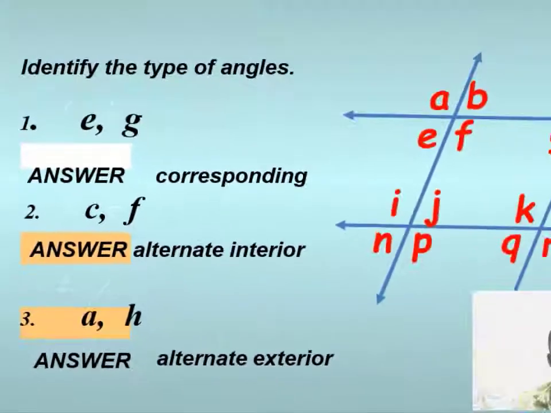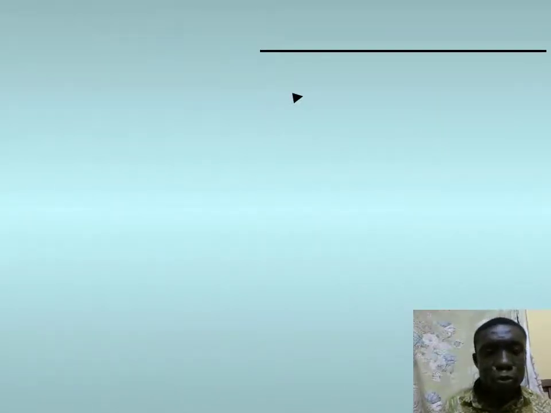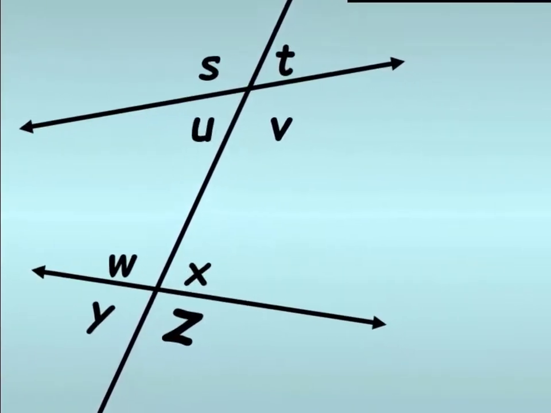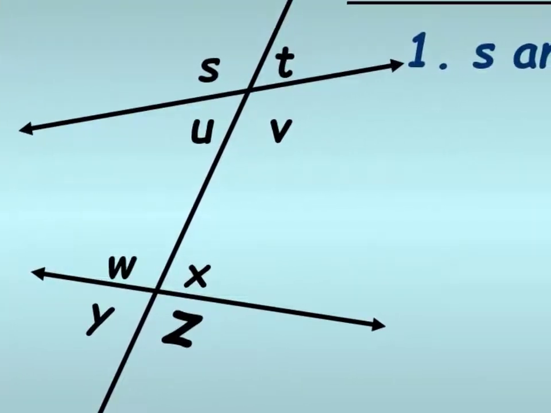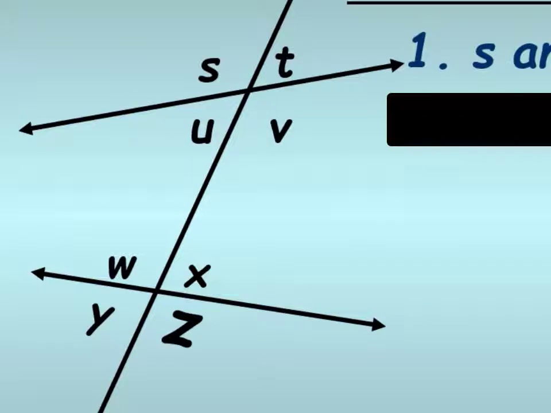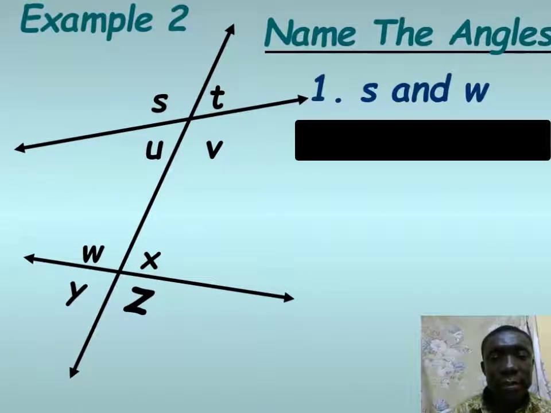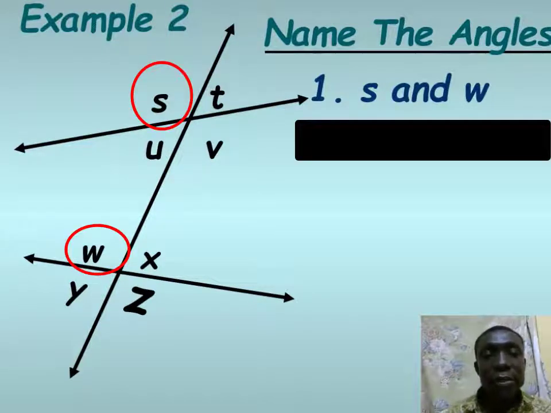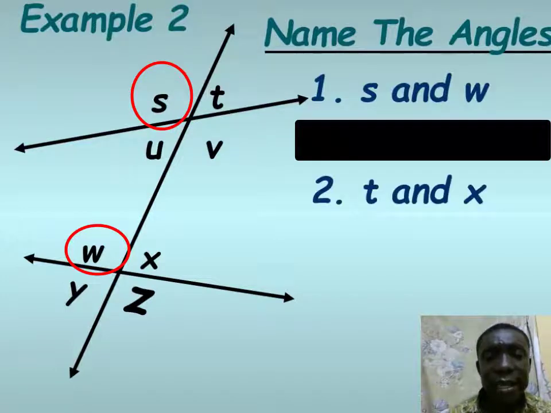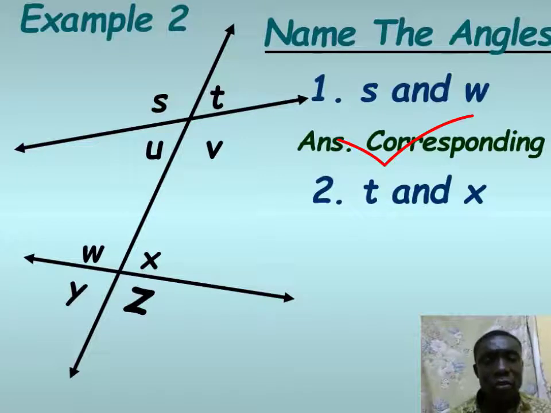Well done. Let's look at example 2. Name the angles in the diagram. Now let's have the diagram. There's a diagram you are going to use to answer the questions. Look at question 1. Name the angles: angle S and angle W. Can you name them? Look at it critically. Look at the position of angle S and angle W. I'm giving you a few seconds. Ponder over it. You should be able to get it right. The answer is corresponding angles. I'm sure you got it correct.